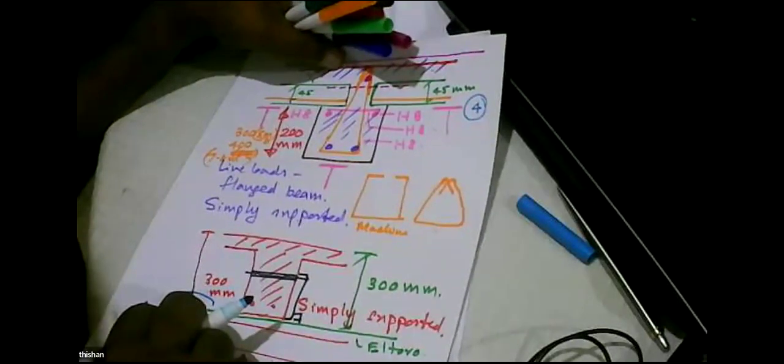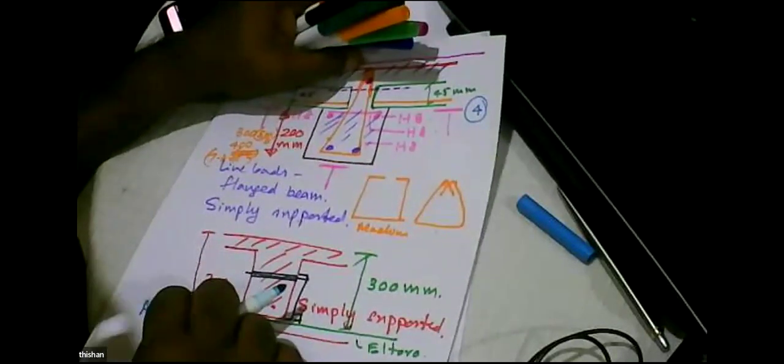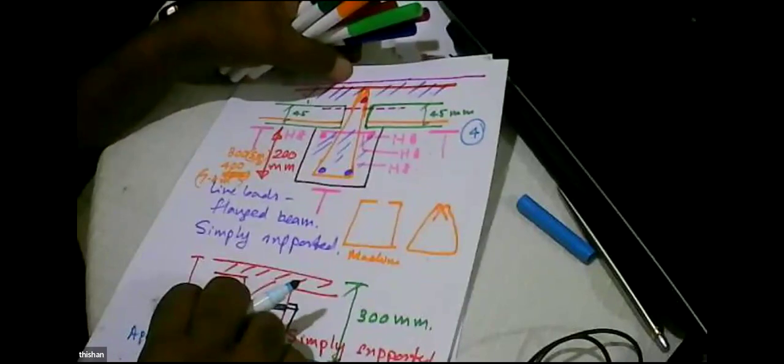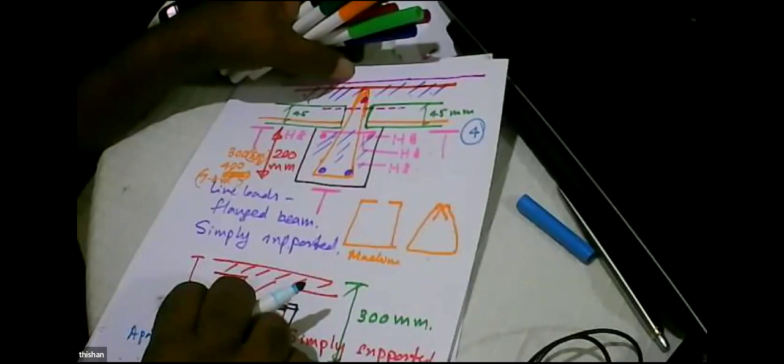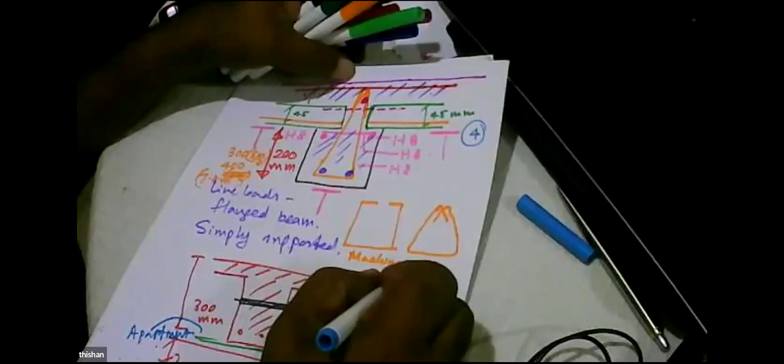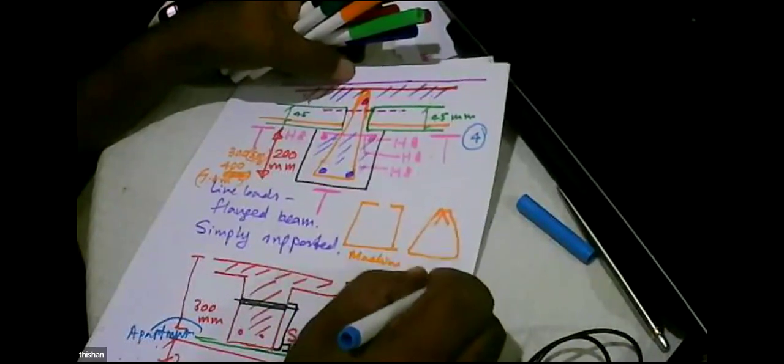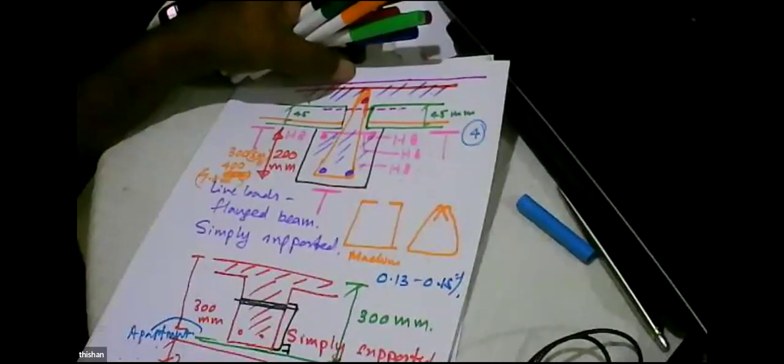Why? Because the beam is precast, it's free to shrink. The slabs are precast, so the slabs are also free to shrink. So you can minimize the minimum reinforcement because you really don't need minimum reinforcement. Why are we providing 0.13% to 0.15% of minimum reinforcement? That is to prevent early thermal cracking and also to take account of shrinkage of concrete.